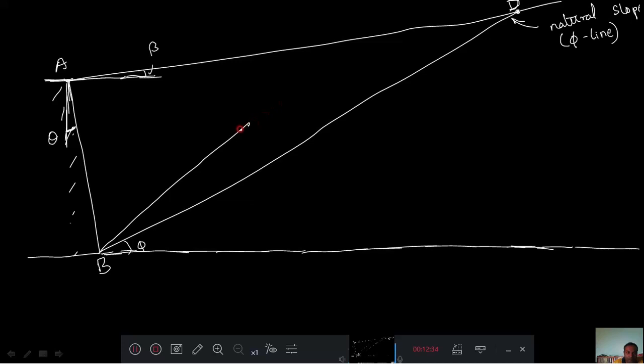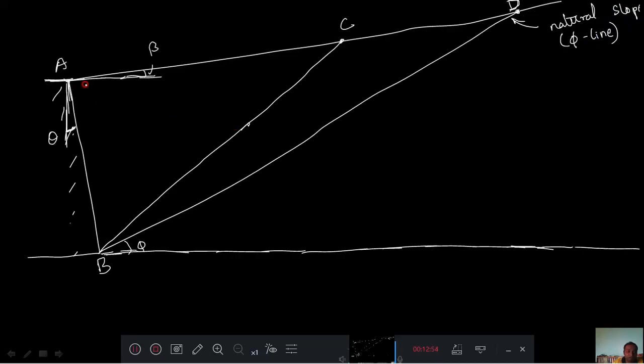Okay, this I will consider here, and this I will call C. Then ABC is a failure wedge. ABC is what? A triangle. ABC is a failure wedge. If it is exactly failing on the BC plane, then I can call that BC surface the critical slip surface. Critical slip surface.